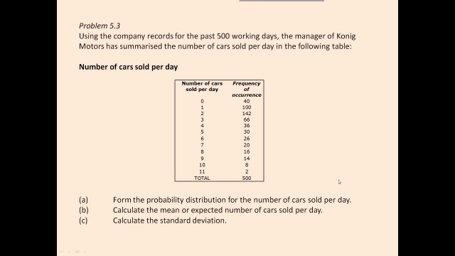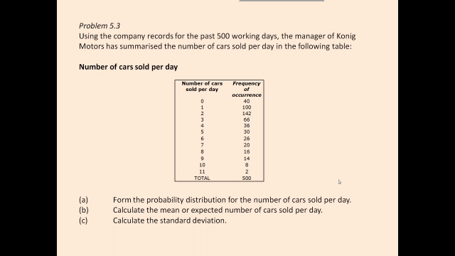Problem 5.3. So here we have some data from the past 500 working days, and that data consists of the number of cars sold per day. And so we've gone through and we've looked at the different numbers of cars that we could sell in a day, and it ranges in this case from 0 to 11. And then we've counted up the frequency of the number of cars sold per day. So for example, we know that on 142 of our 500 days, we sold 2 cars.